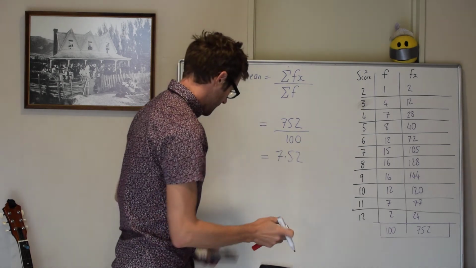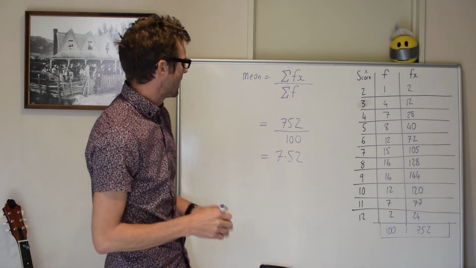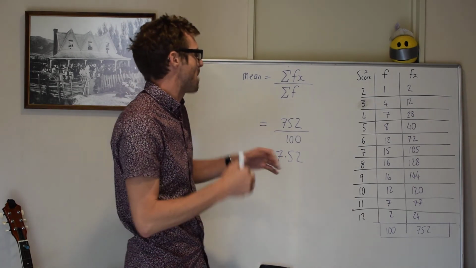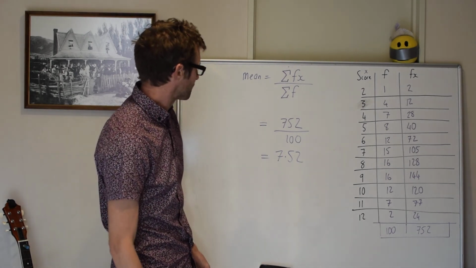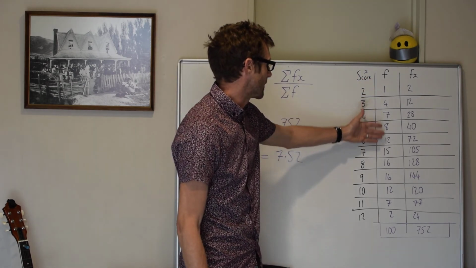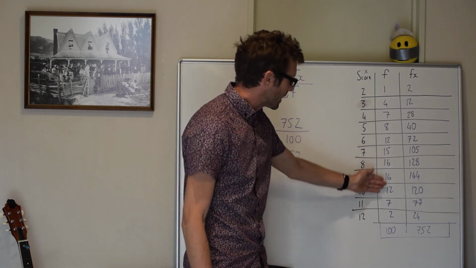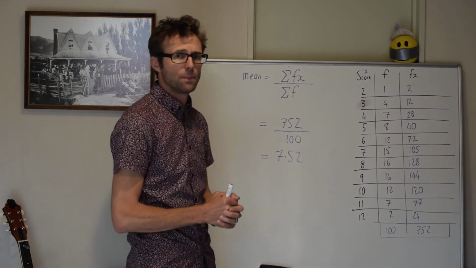At this point, we could just consider whether this makes sense. Is 7.5 about the middle of the range for our scores? Well, it looks like it, doesn't it? We've got a few here, it starts building up, and then building up, and then a few here. So it looks like 7.5 is roughly in the middle of this data, so I'm happy with that.